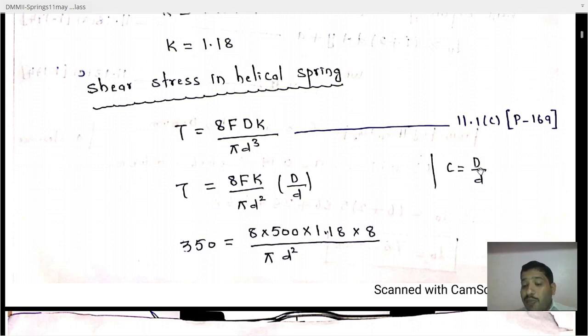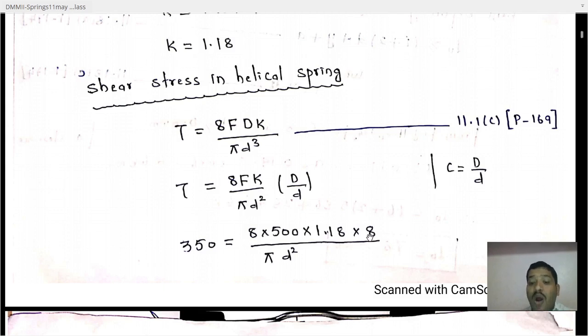We know very well the spring index C equals outer diameter by inner diameter. Here d cube is there, so if I remove one d, like d square into d, when the bases are the same the powers are added. So I am removing one d from here, D divided by d, which is nothing but C. So C is 8, F is the compressive force of 500 Newton, and K, the Wahl's factor, is 1.18. The C value, the spring index, is given as how much?